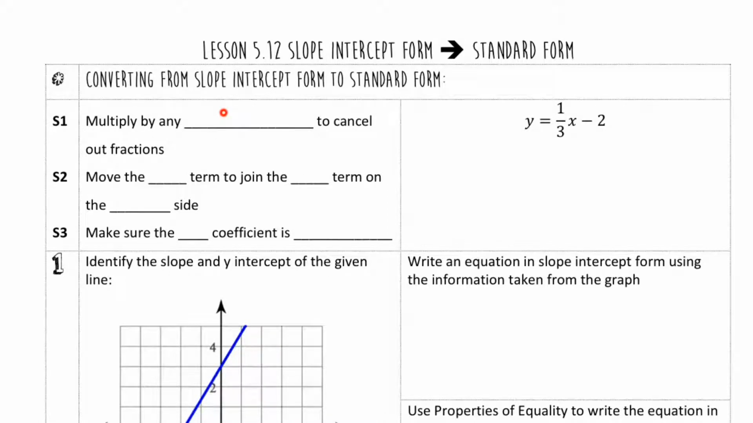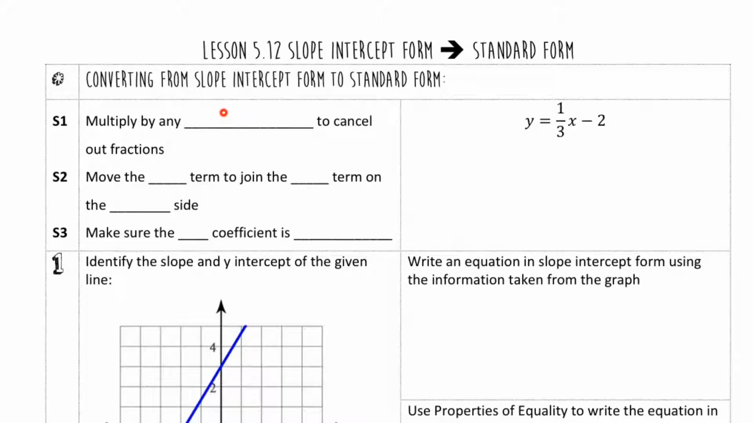Okay, so today we're starting lesson 5.12, and this is all about slope-intercept form and standard form together. So we've looked at how do we go from standard form and solve it to get slope-intercept form, and today we're going to look at if we have it already in slope-intercept form, what can we do to change it so that it is in standard form.